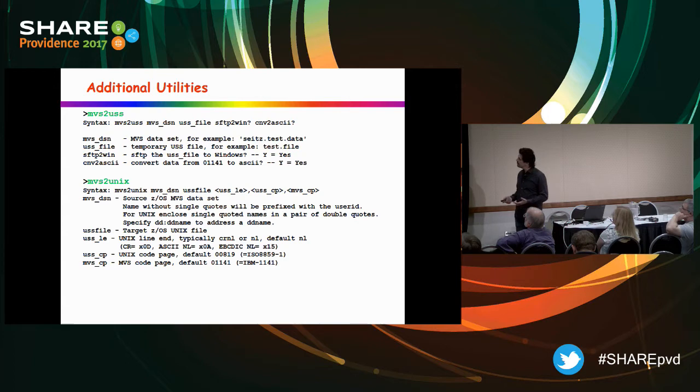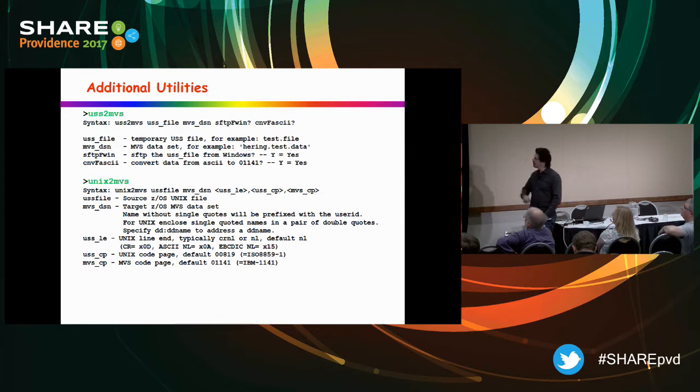MVS to USS is a copy. It's funny that he has that and MVS to Unix. It's just kind of two different flavors of something very similar. And then you just use the one you need for that particular need. And then going the other way, USS to MVS and Unix to MVS. So I just thought that was very cool.